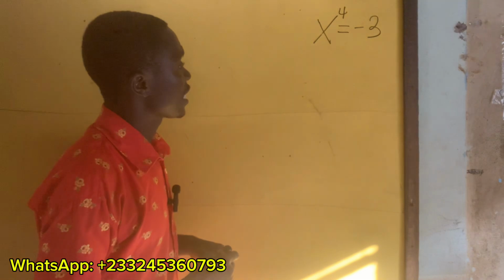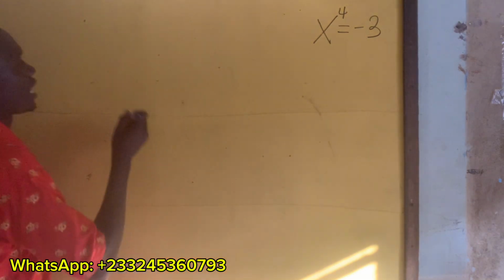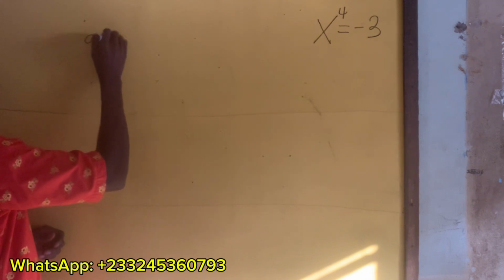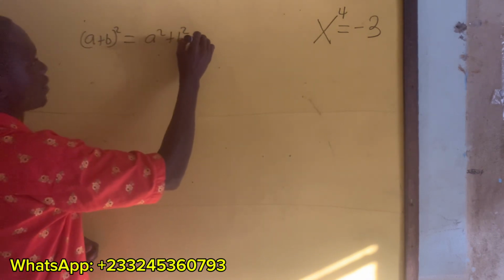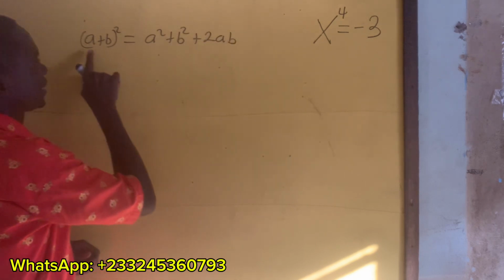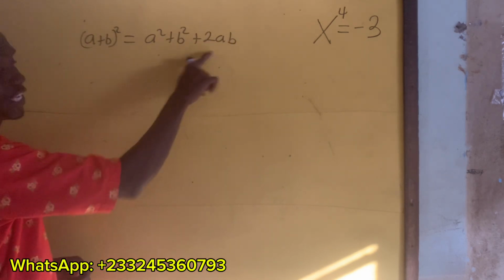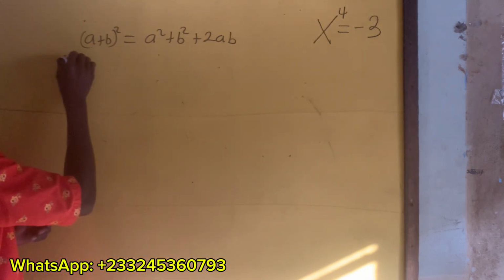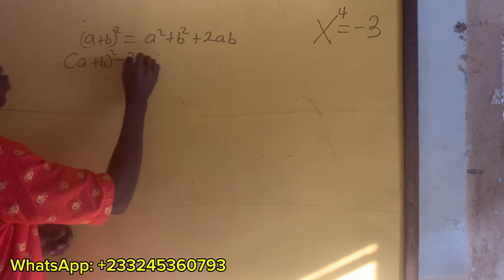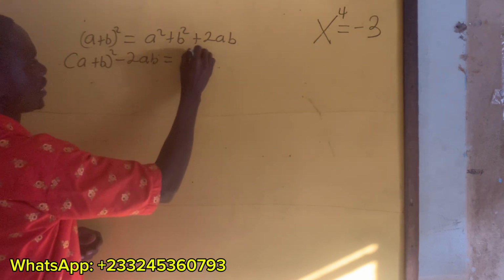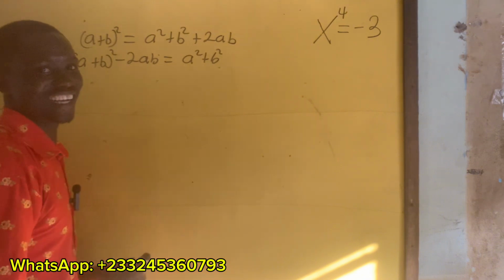Now we have x exponent 4 equal negative 3. So we know that if I have a plus b all squared, this will give me a squared plus b squared plus 2ab. That is a squared, b squared, then 2 times a times b, 2ab, right? Now, this is going to give us a plus b all squared minus 2ab equals a squared plus b squared. Now, let's put this into this form.